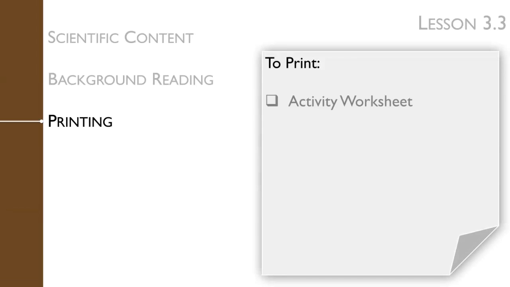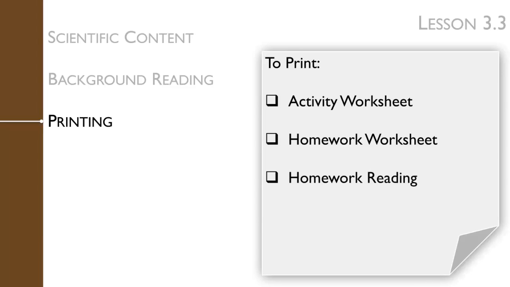The student workbook provides additional explanations for the students. You will need to print out 1 activity worksheet per student. For the homework, print out 1 homework worksheet and 1 copy of the reading per student.